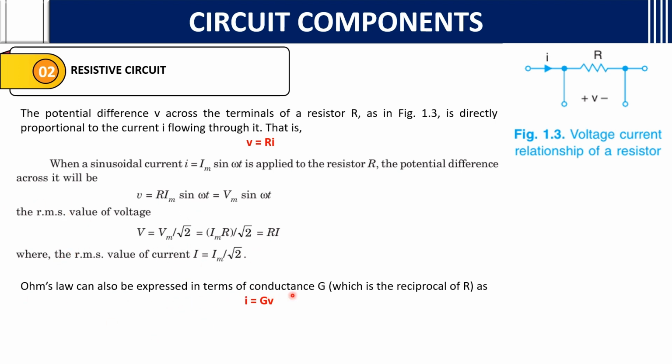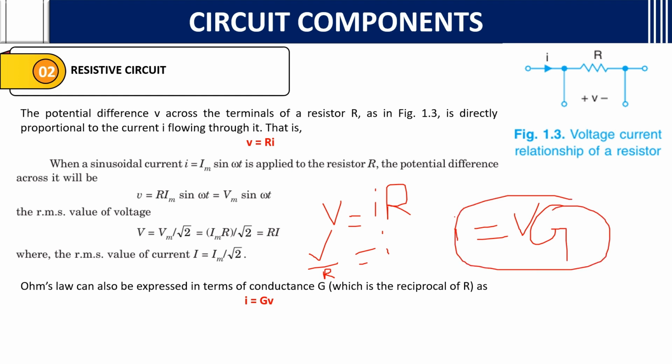Ohm's law can also be expressed in terms of conductance. As we have already seen, conductance is the inverse of resistance, or resistance is the inverse of conductance. So, V equals IR. Inverse of resistance means I equals V by R. I equals V into 1 by R. 1 by resistance is nothing but what? Conductance. So I equals GV. This is also important.